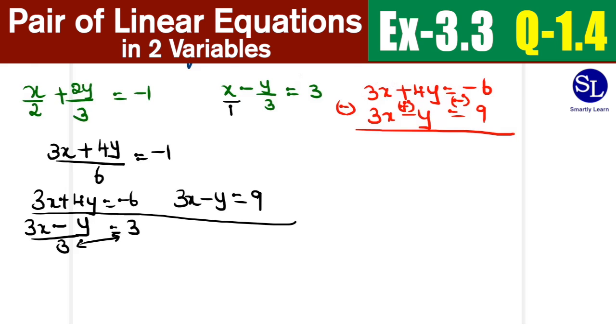So on subtraction, what happens? This will vanish. 4y plus y is 5y. Minus 6 minus 9 is minus 15. So y is going to be equal to minus 3.